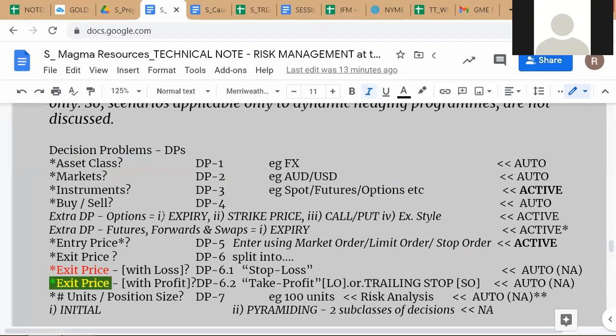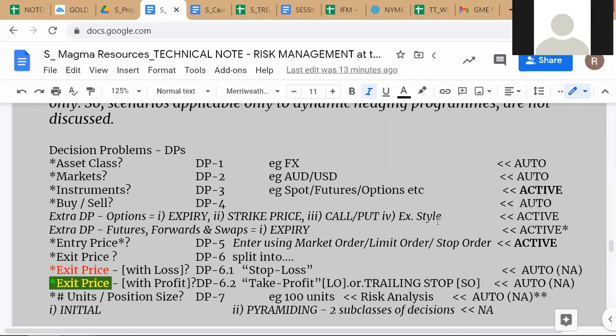And then the other thing that we want to point out is that, especially when you're trading options, the additional decisions become even more. It's not just a question of buy sell. You'll also have to decide the expiry, as in the case of futures, forwards, and swaps, but you have to also decide the strike. You have to decide whether it's a call or put that you want to execute. And then you have to also decide the exercise style, whether it's American style or European style.